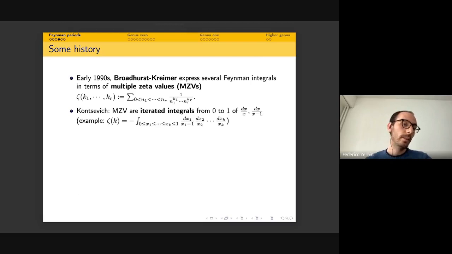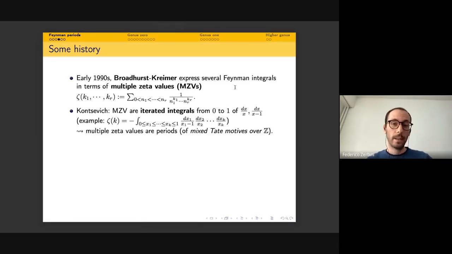And well, it was observed apparently first by Kontsevich that multiple zeta values are iterated integrals, in fact, of the one-forms dx over x and dx over x minus y from 0 to 1. And for instance, here I wrote the integral representation of the special values of the Riemann zeta function, which is fairly simple. So this is what I mean by iterated integrals. You integrate x1 from 0 to x2, and then x2 from 0 to x3, and so on. And it's a simple exercise to show this equality. And then you have a more general formula, which is a little bit more cumbersome, so I don't write it, for the general multiple zeta values.